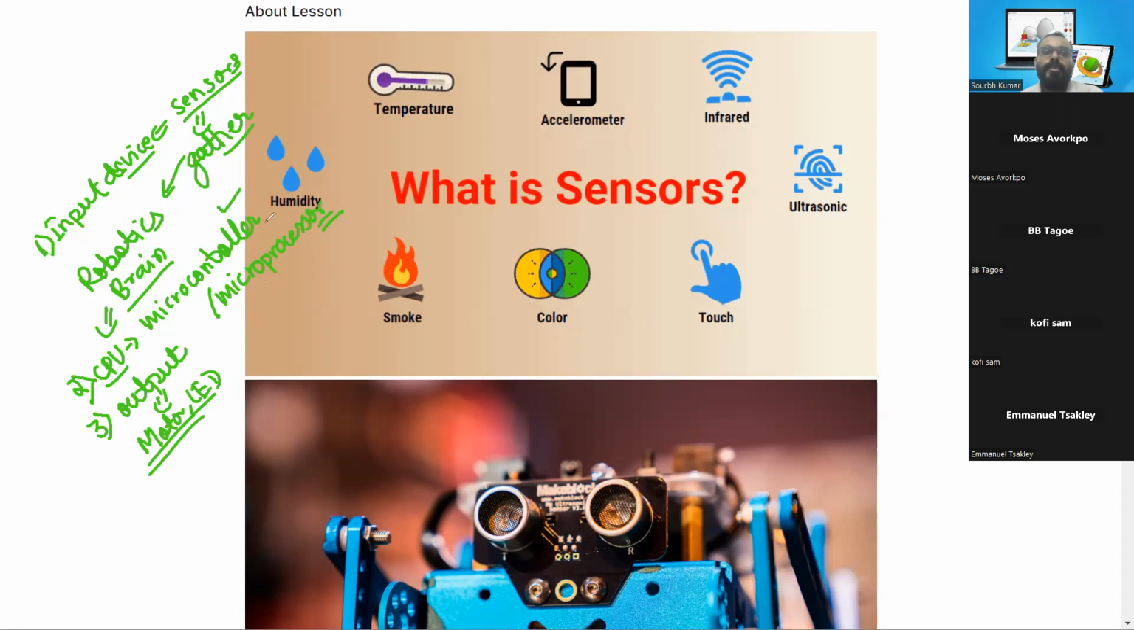So what is the key difference between a microcontroller and a microprocessor? Does anyone have any idea about how you can differentiate between a microcontroller and a microprocessor?